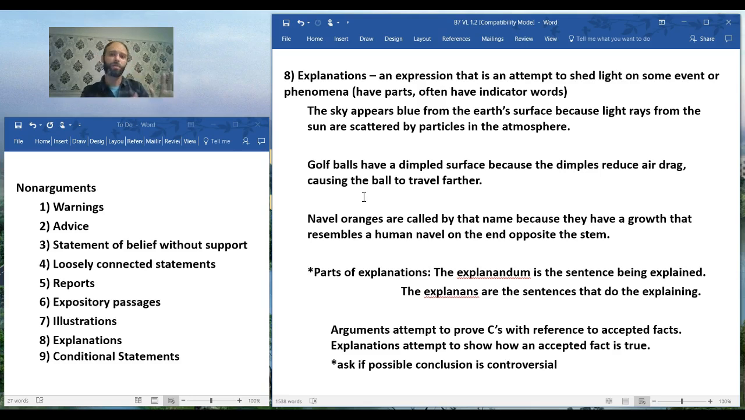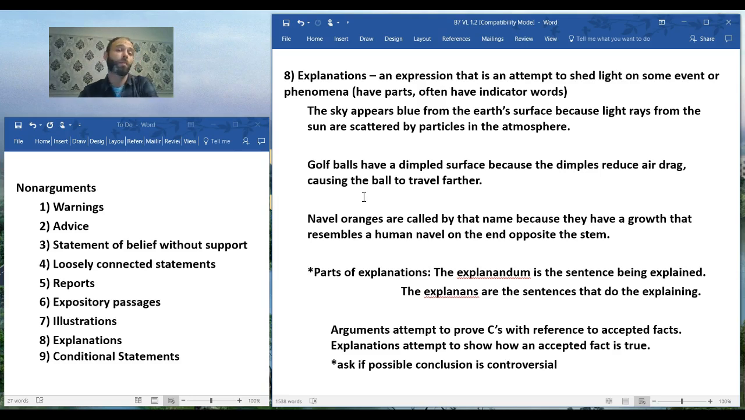Look at this picture of a golf ball. It has a dimpled surface. Look at that video. The golf ball has a dimpled surface. Therefore, golf balls have a dimpled surface. But the rest of the passage gives you an explanation for why it has a dimpled surface. Because they reduce air drag and cause the ball to travel farther. So that explains why. It doesn't try to prove that golf balls have a dimpled surface.